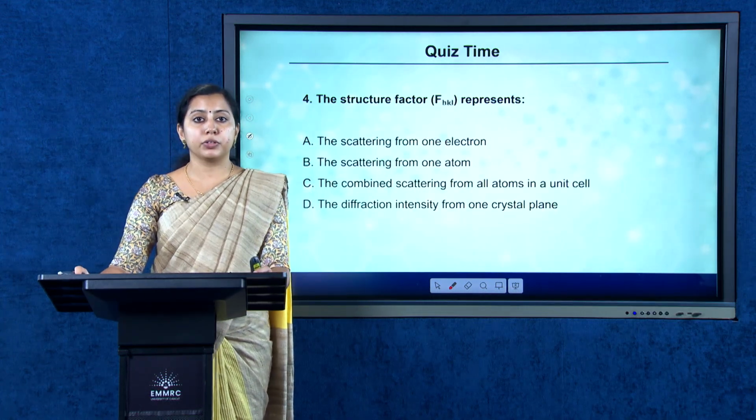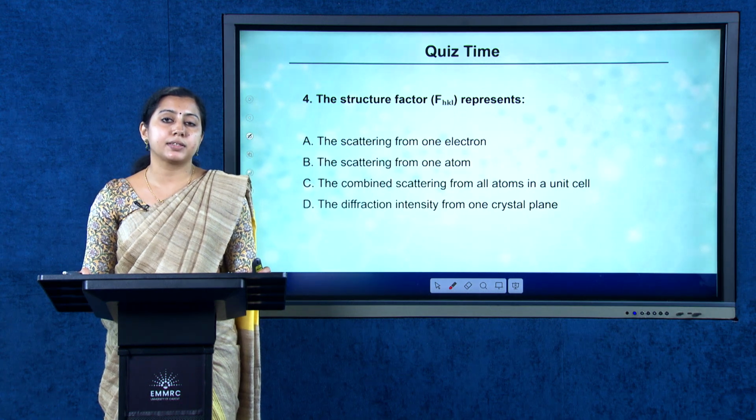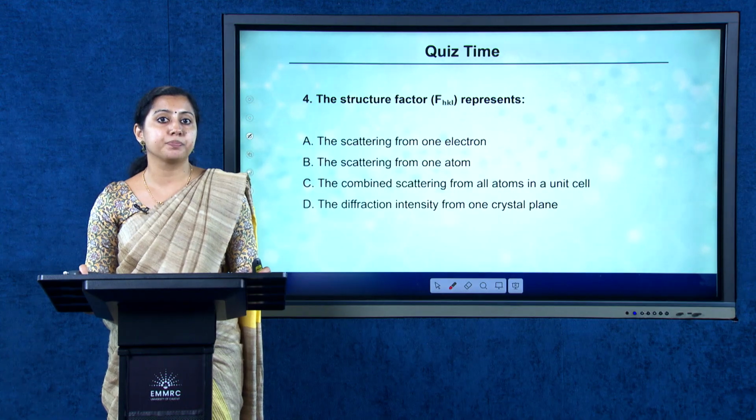Now, we will move on to the fourth question. The structure factor FHKL represents: option A, the scattering from one electron; option B, the scattering from one atom; option C, the combined scattering from all atoms in a unit cell; and option D, the diffraction intensity from one crystal plane. Okay. The structure factor is another important quantity that we discussed in the previous class.